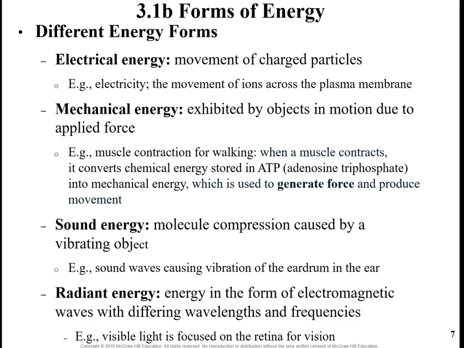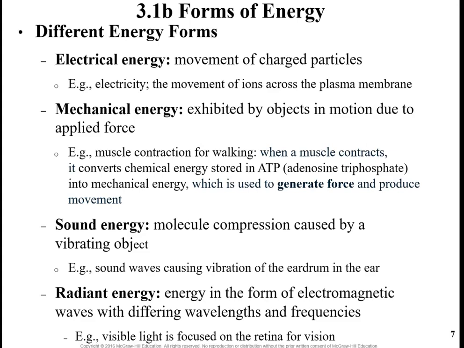Mechanical energy, this is exhibited by objects in motion due to applied force. So this example would be a muscle contraction for walking. So when a muscle contracts, it converts the chemical energy stored in ATP into mechanical energy, which generates force and produces movement. So if you hear mechanical energy, I really want you just to think muscle contraction, because that's one of the biggest examples we have in our body.